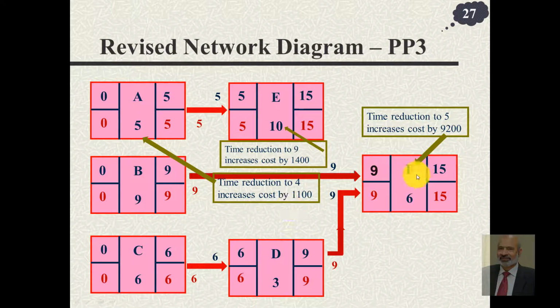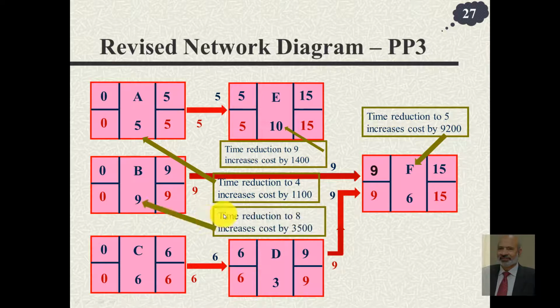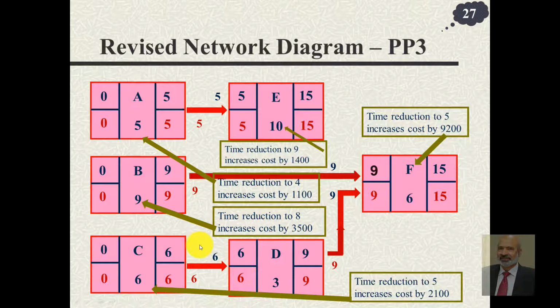Now coming to this, you either have this or you have to select out of these two. This one would cost 3,500 and this one would cost 2,100. So put together activity B and C would cost us 3,500 plus 2,100, which is 5,600, but the sum of these two will be less than this, so it is still better to reduce time of these two activities rather than targeting this one alone.